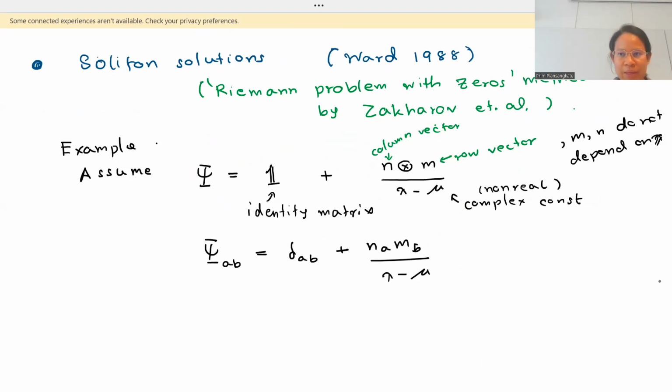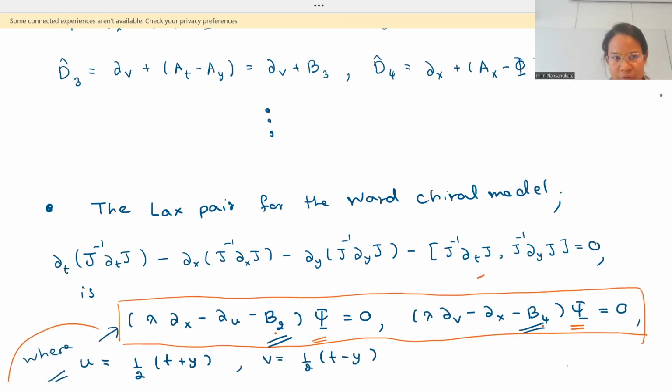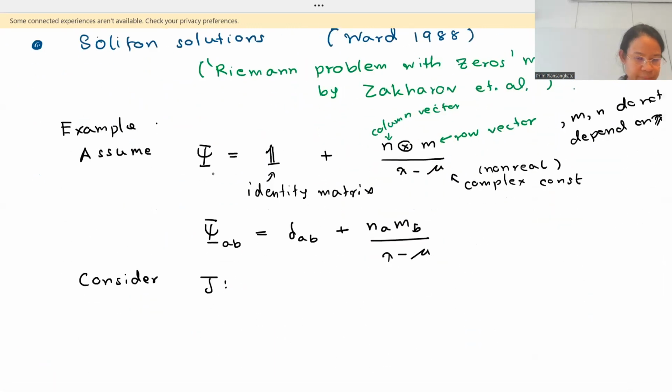Okay. And let me just look at solutions, look at an example where J takes value, no, for the Ward model, let me just go up. For the Ward model, J in general is a function from R^(2,1) to SU(N). But let me just look at the case where N equals 2, just for simplicity. So we have 2 by 2 matrices. So consider the case where J is from R^(2,1) to SU(2). Since the Ward model is a reduction of the anti-self-dual Yang-Mills equation, J will take value in SU(2).